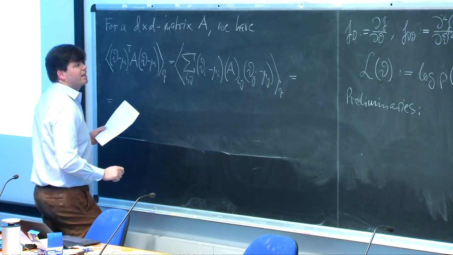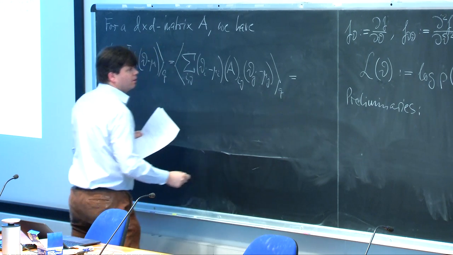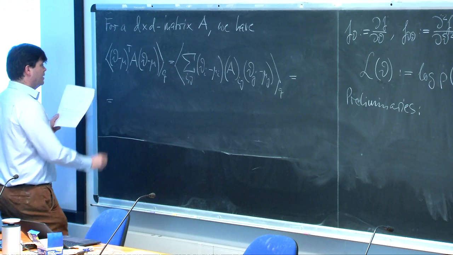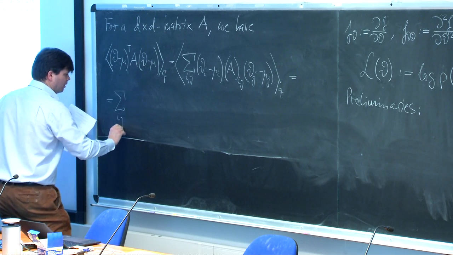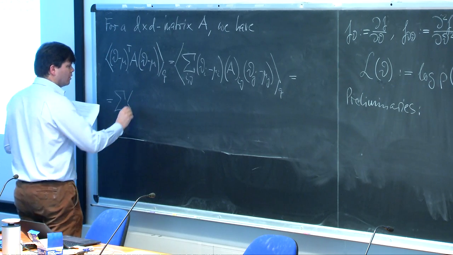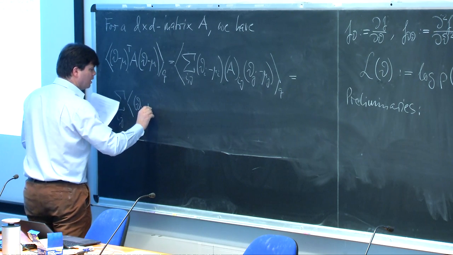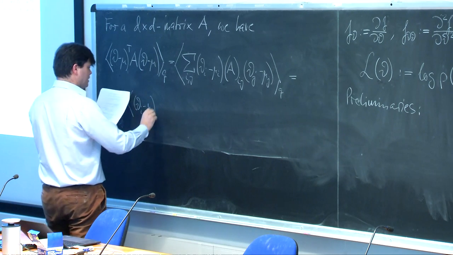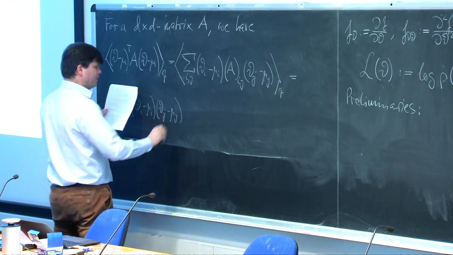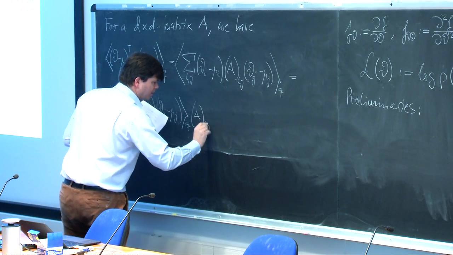Now, we can take all the terms that don't depend on theta out of the integral, because this is Q of theta. And we can take the sum out of the integral. So we have the sum outside here. And inside the sum, we are left with theta i minus mu i and theta j minus mu j, expectation under Q, times the elements of A, ij.